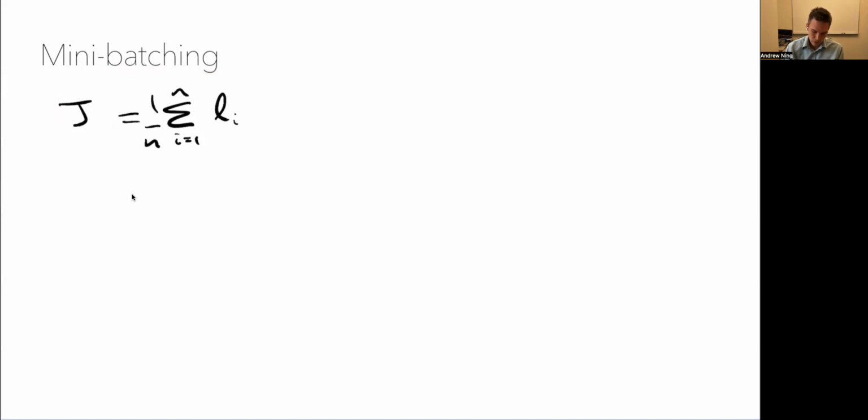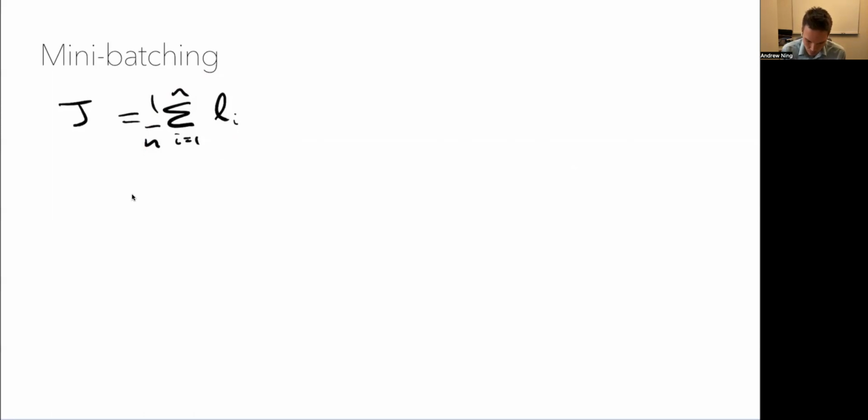And I should be clear that we don't always put the 1 over n, but I could do that, and that wouldn't change my answer, right? It would change the value that I would compute for my objective, but not the optimal solution. But this is an average, right? And we know from statistics that if I'm computing the average over this really big sample, I could also compute it over a smaller sample and get a reasonable estimate.